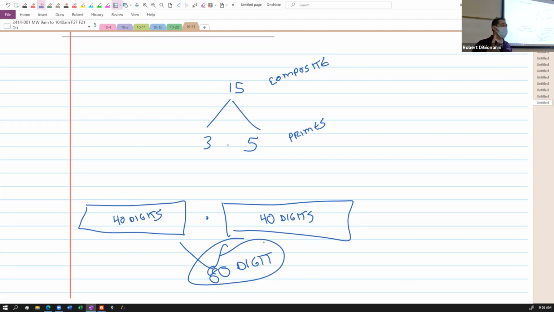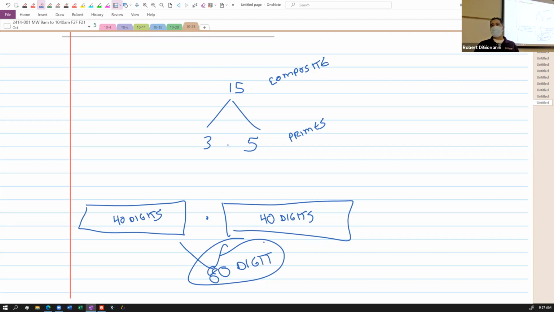You have to know the two 40-digit primes, which may sound easy, but if I give you an 80-digit number and ask you to break it down into two 40-digit primes, it would take all the computers on the planet working on that problem continuously for 10 times the age of the universe. That's the standard we use.